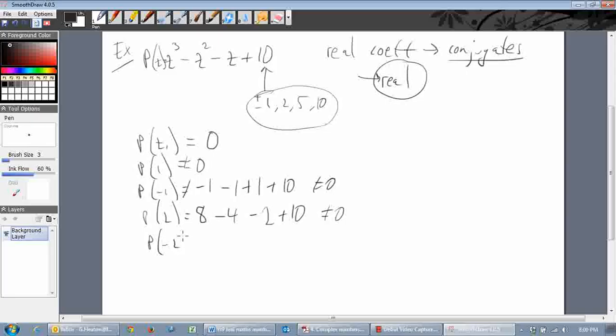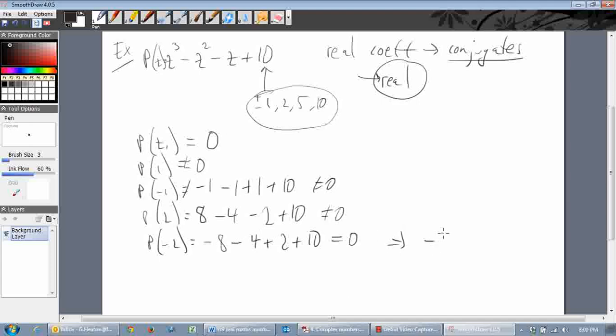Try -2. It's good to start with the lower roots. Generally they tend to be lower numbers, the real roots. z cubed is -8. This could be it. Minus 4 plus 2 plus 10. -8 minus -12, yes, that's equal to 0.